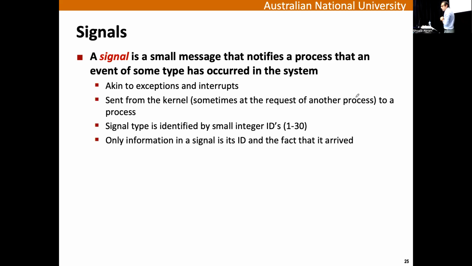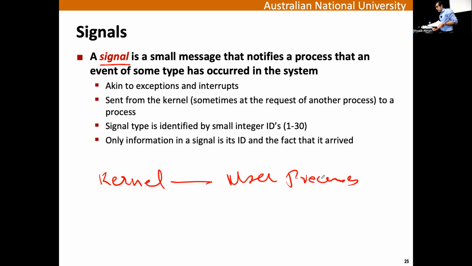A signal is a small message that notifies the process that an event of some type has occurred in the system. Each signal corresponds to some type of event, and signals are a very primitive form of inter-process communication. Processes communicate with each other using signals, and the kernel also communicates with user processes by sending signals to the processes.